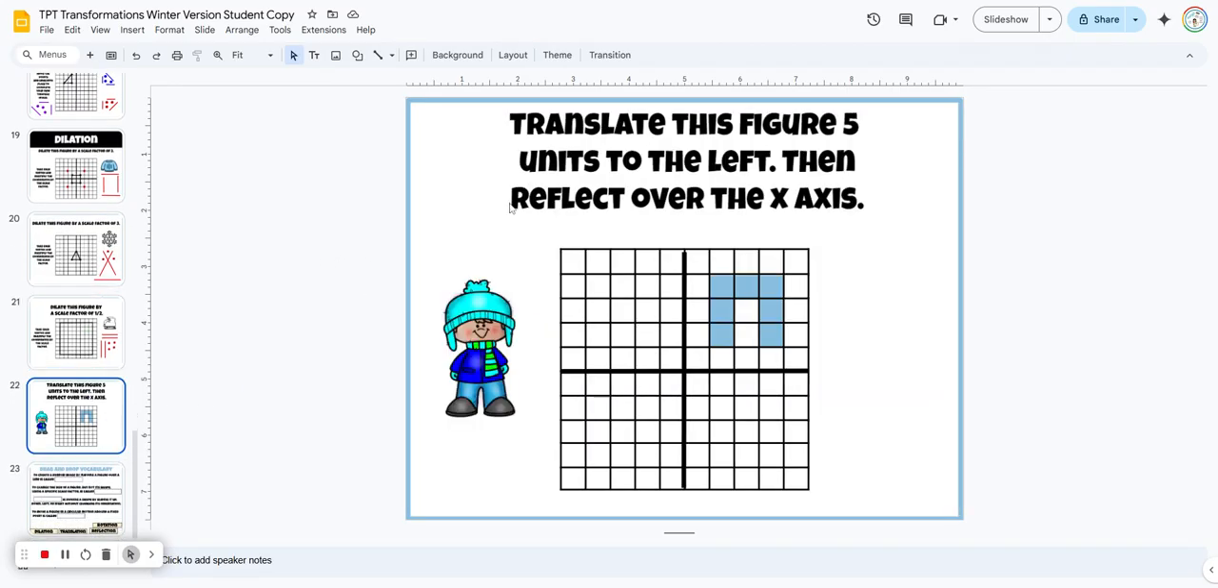Now on this final transformation, there's 2 different transformations for the same figure. So here we're going to translate 5 units to the left and then reflect over the x-axis.